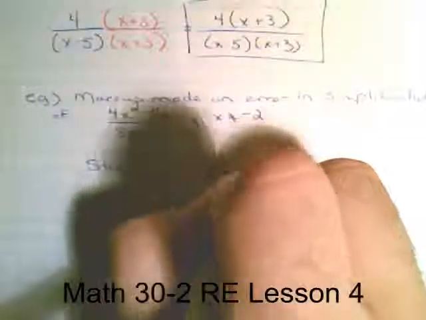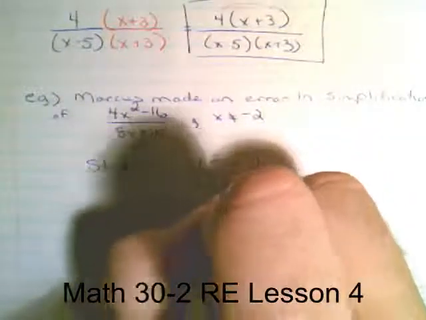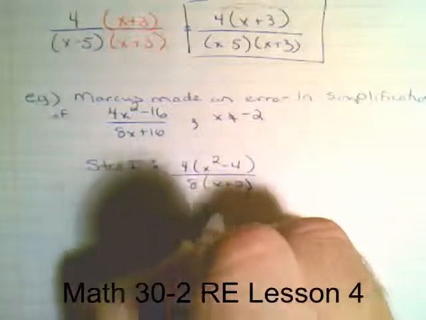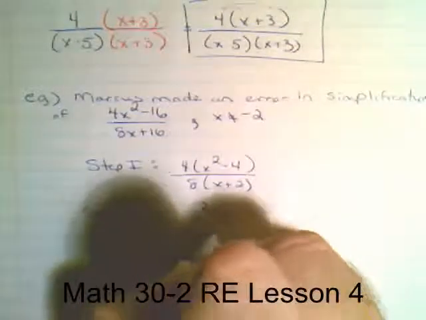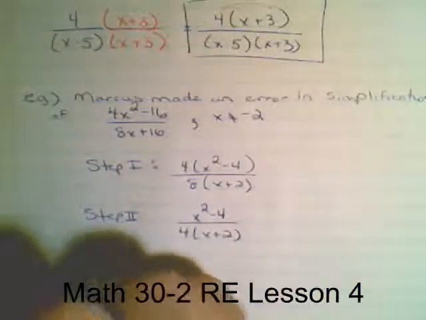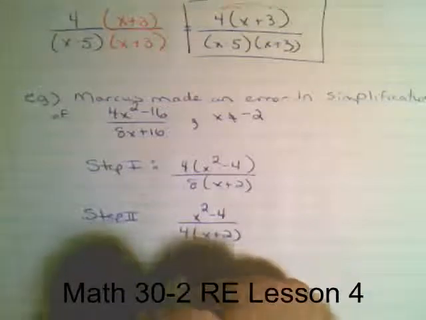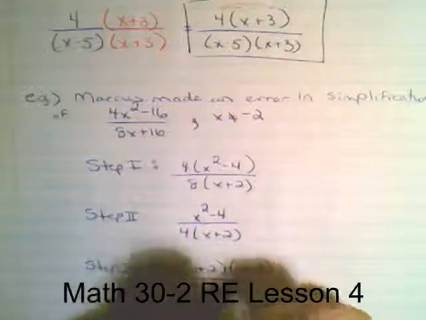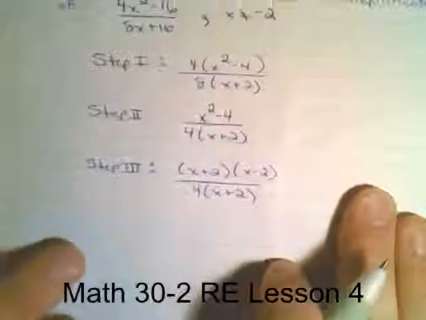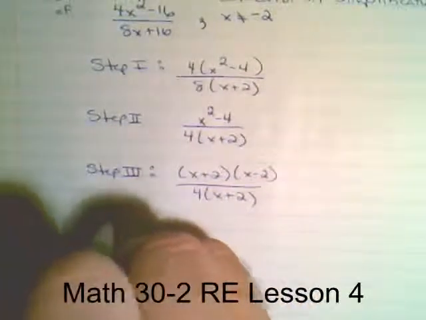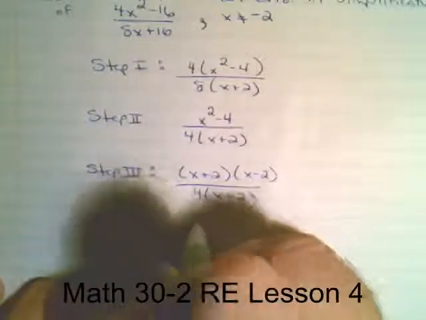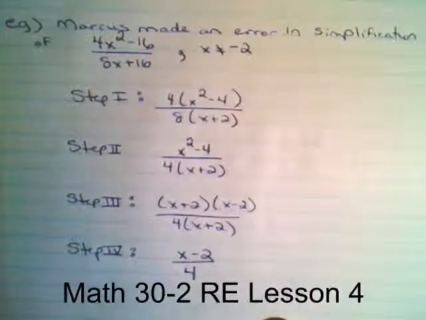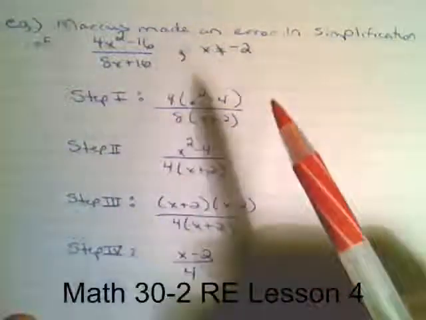Now what you've got is you've got steps. Step 1 looks like this. Step 2 looks like this. Step 3 looks like this. Sorry. And step 4 looks like this. Now, there's a mistake here somewhere. That's the question's already gone and said that.